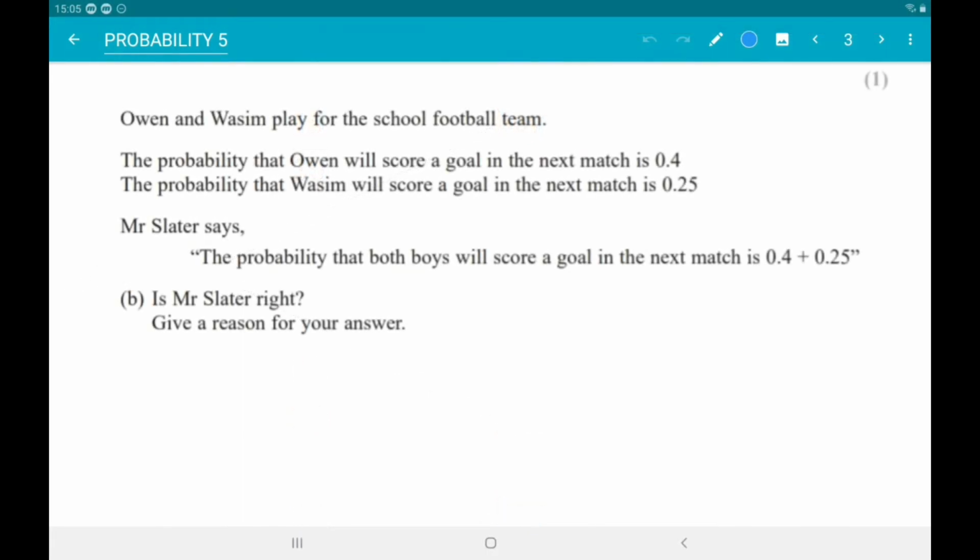Part B, Owen and Wasim play for the school football team. The probability Owen scores in the next match is 0.4, and for Wasim it's 0.25. Mr. Slater says the probability they both score in the next match is 0.4 and 0.25. Is Mr. Slater right? Well, the answer is no.